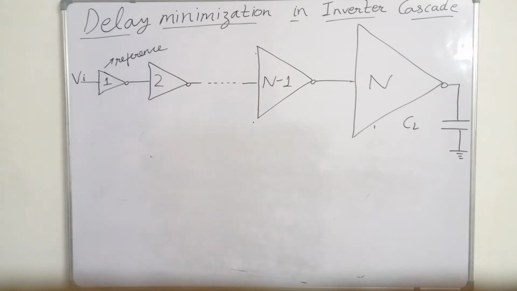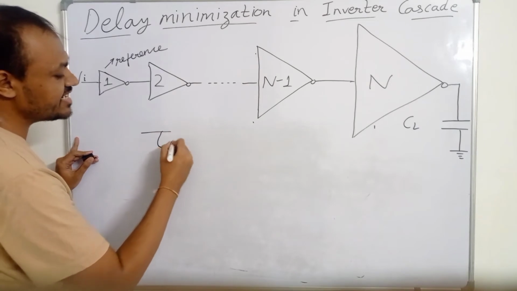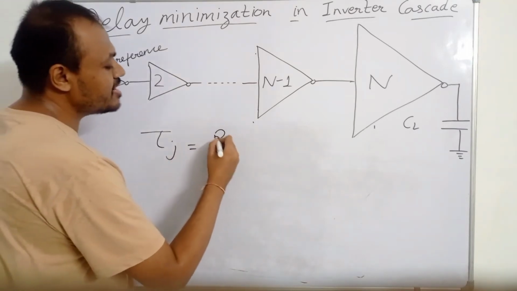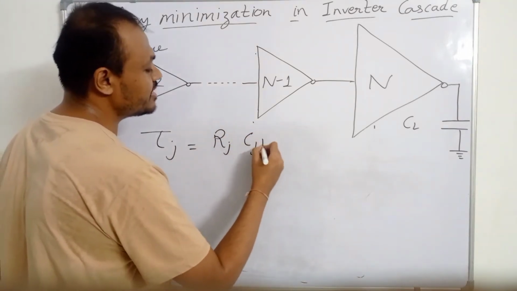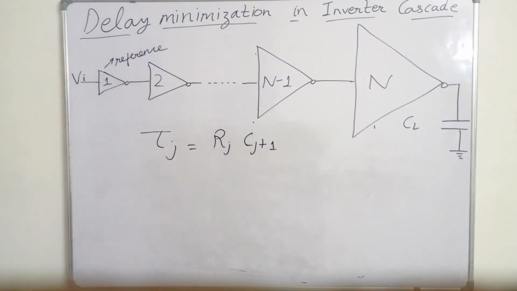So the time constant for the jth stage, that is tau j, will be equal to Rj into Cj plus 1. Okay, this is the time constant for the jth stage, Rj into Cj plus 1.